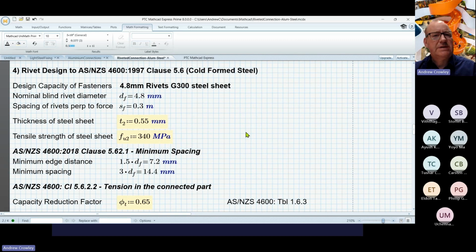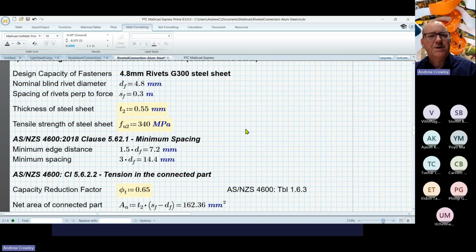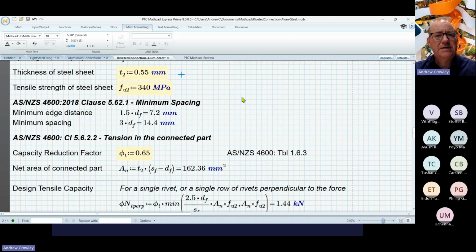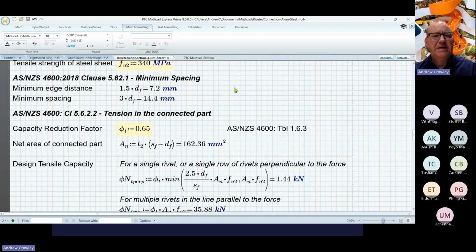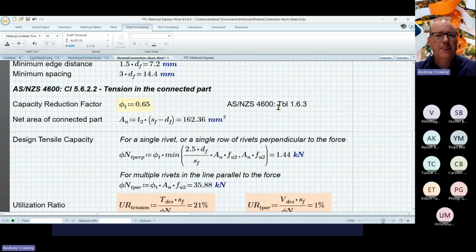Well, it's cold form steel. In this case, it's grade 300. And you're looking at, again, 4.8 millimeter rivets. So you've pulled down the diameter from above and the spacing from above. And you're looking at the thickness of the sheet. In this case, it's 0.55. Again, a check on the minimum spacing and minimum edge distance.